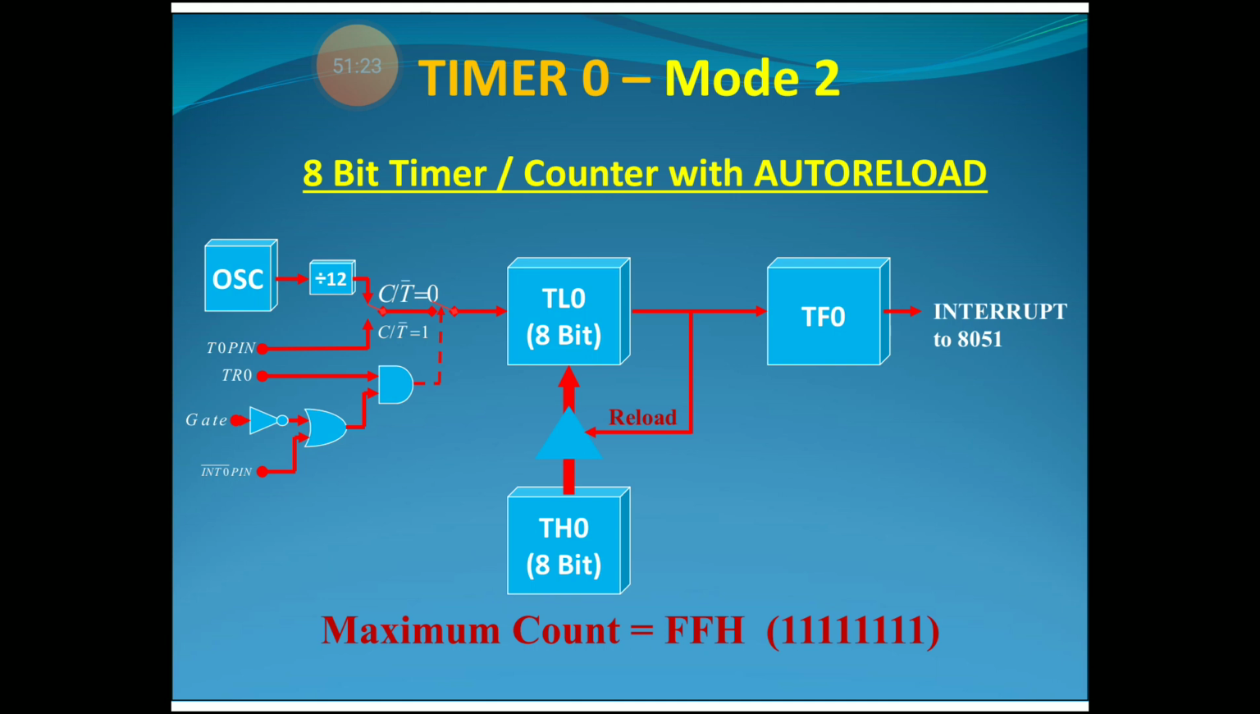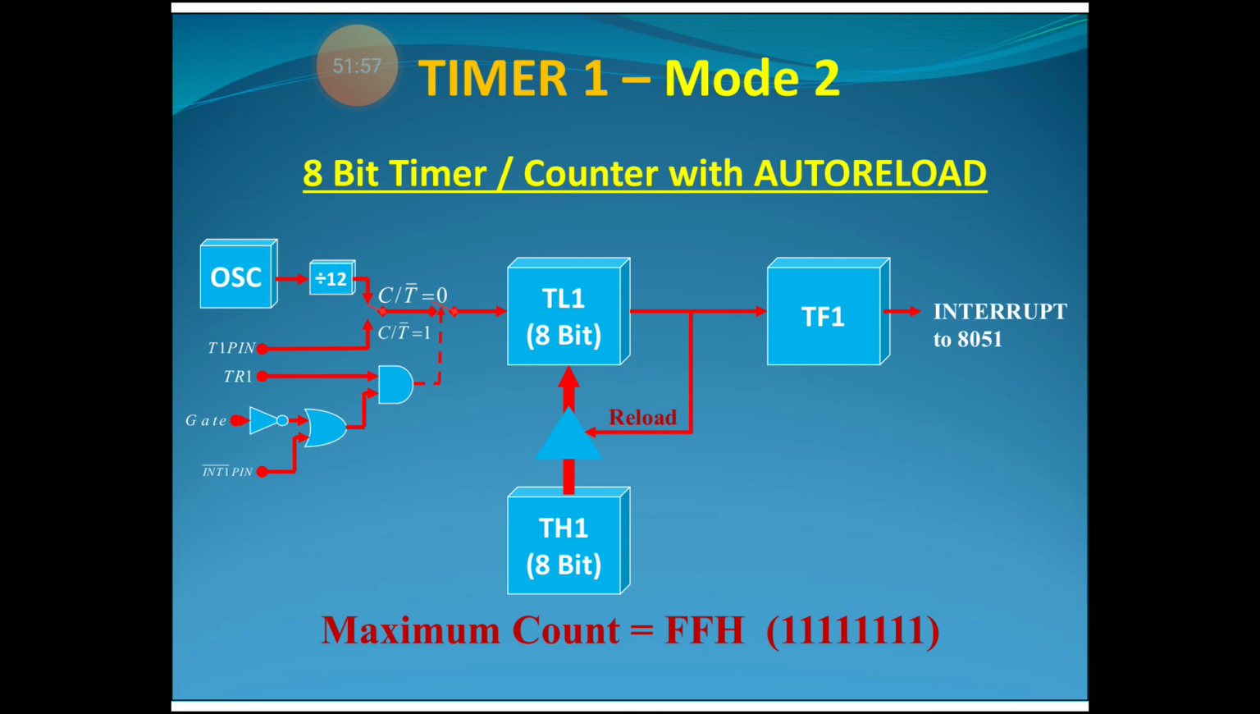And if TL0 becomes overflow, the corresponding flag TF0 is set and enables the interrupt signal. Here the TL0 reaches the maximum value FFH. Upon the next clock pulse, instead of going to 00, it will be reloaded with the new value from TH0. So that's why it is called an auto reload value. This type of operation is used in the generation of baud rate for serial communication.